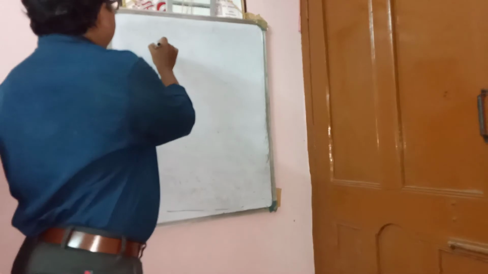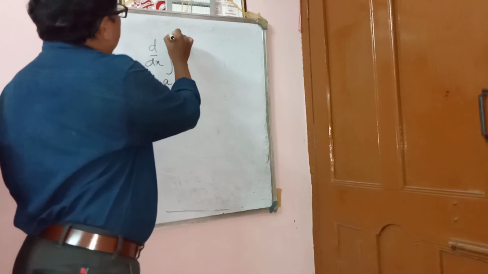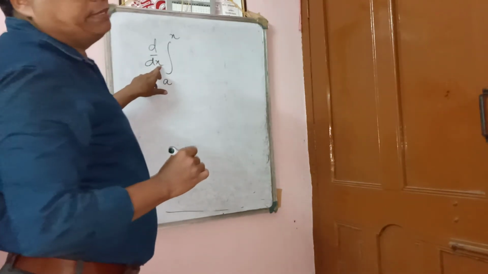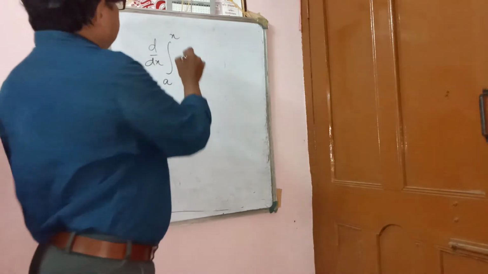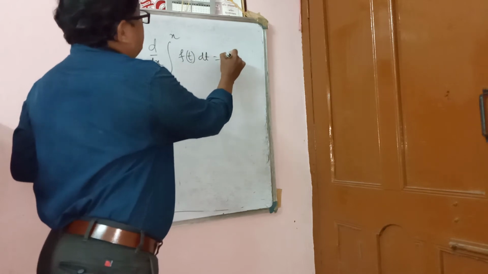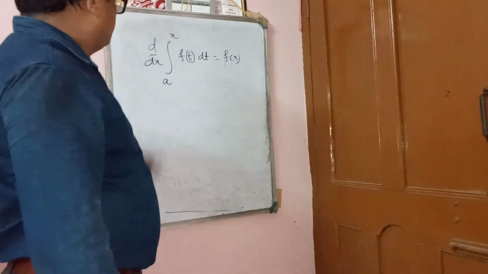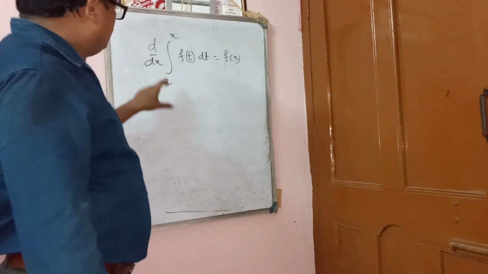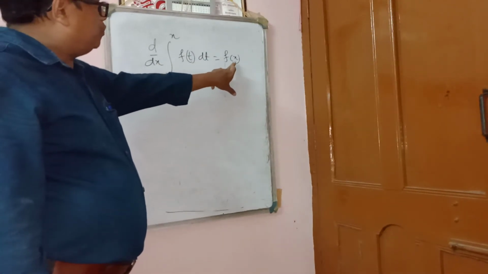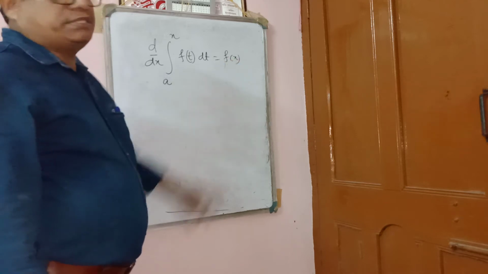Suppose d/dx, look here, of the integral from a to x, suppose f(t) dt, so it will be f(x). Remember, d/dx of the integral from a to x of f(t) dt equals f(x), since a is a constant. How do we get this?